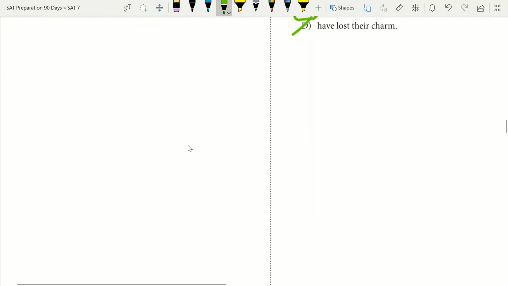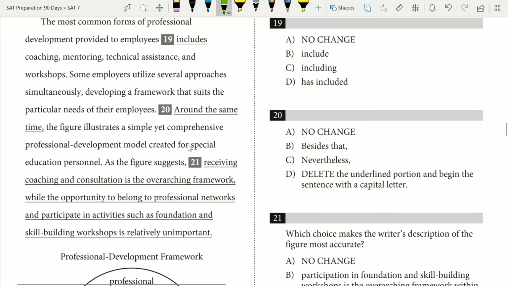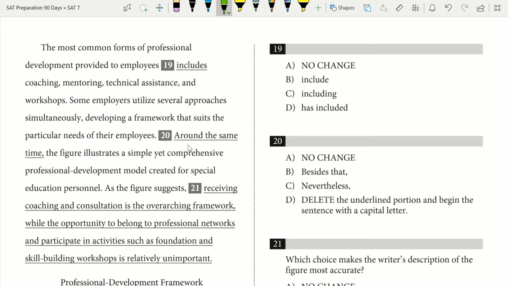All right, now moving on. We got 19. The most common forms of professional development provided to employees include what? Okay, so the most common forms, we've got to get rid of "professional development" when determining our number. We see "forms" as plural. We need a plural verb. Plural verb is going to be "include." Okay, so my answer there would be B for number 19.